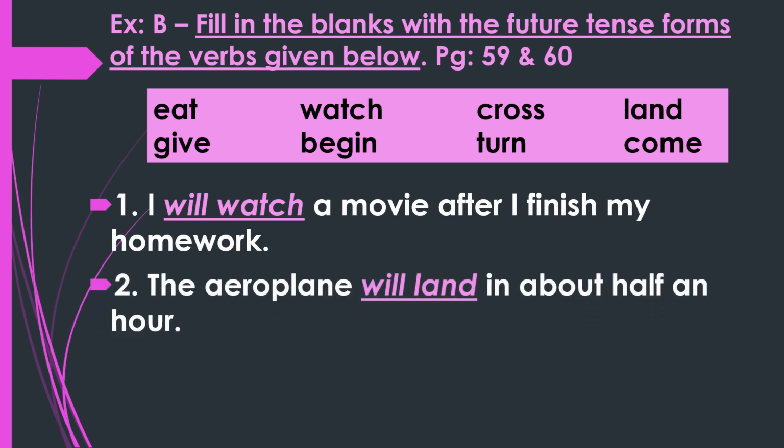Number 2 is, the aeroplane dash in about half an hour. Here we are going to use the verb land and we have to add will before land. So the sentence becomes the aeroplane will land in about half an hour.